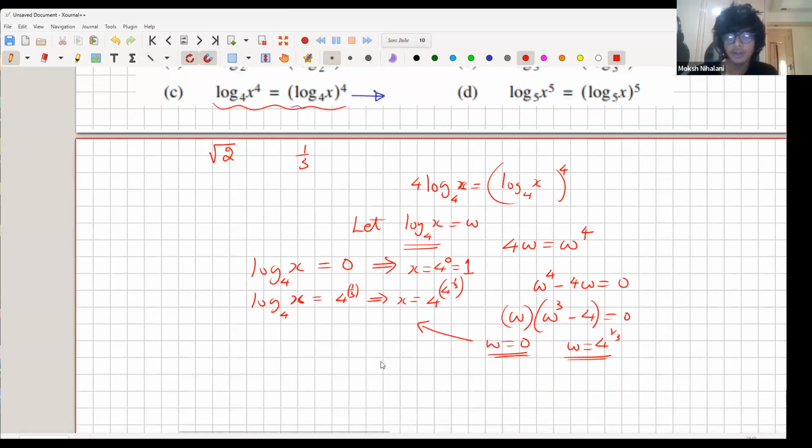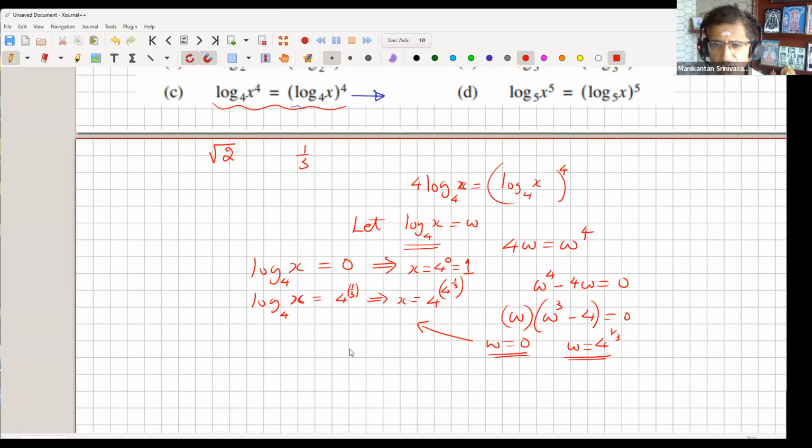So you took w as 4 raised to 1/3. So log x to the base 4 is 4 raised to 1/3. Yeah, log x to the base 4 is 4 to the power 1/3. So 4 to the power 1/3, right? Oh wait, no. Yeah, it's 4 raised to the cube root of 4. So right. But meanwhile, let's check these answers also that you guys have called out.